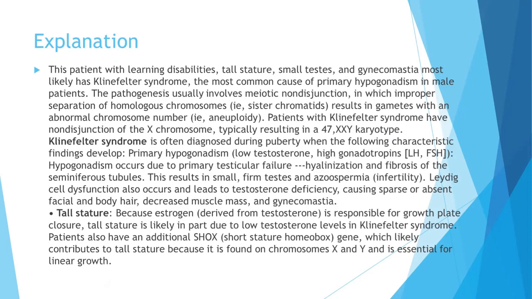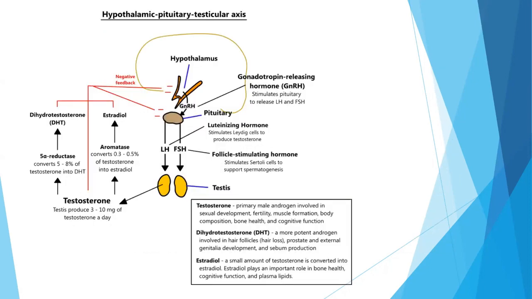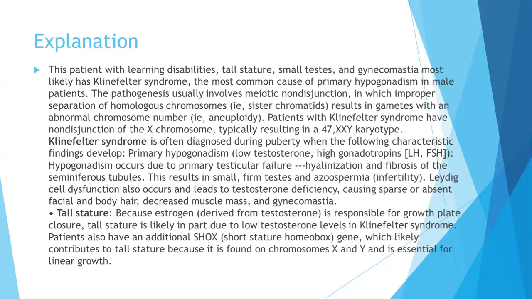syndrome, the most common cause of primary hypogonadism in male patients. The pathogenesis usually involves meiotic non-disjunction, in which improper separation of homologous chromosomes results in gametes with an abnormal chromosome number. Patients with Klinefelter syndrome have non-disjunction of the X chromosome, typically resulting in a 47,XXY karyotype. Klinefelter syndrome is often diagnosed during puberty when the following characteristic findings develop.